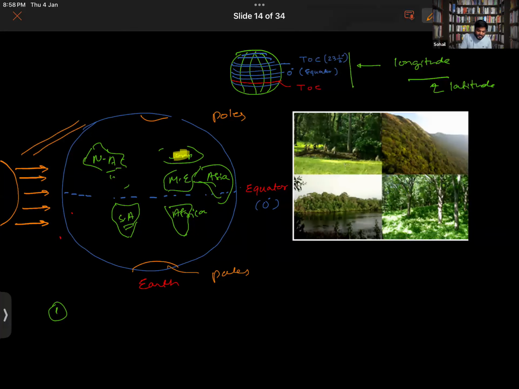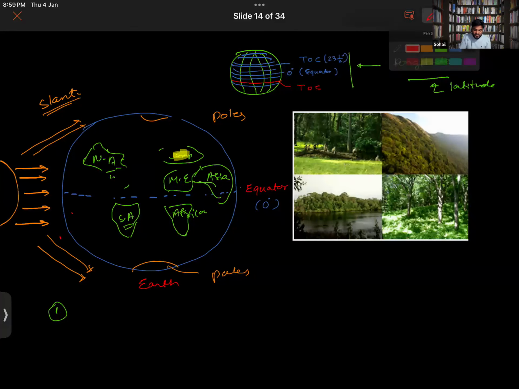And also do tell me, at the poles, the sun's rays are slant. They are falling slantly at the poles. So you get to see that the poles are colder as compared to the tropical area. Getting it now?